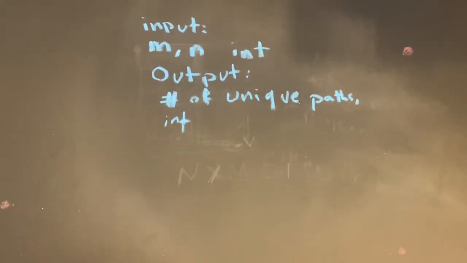In this video, we're going to be examining the top-down approach. So let's examine what happens in a top-down approach. The main difference is going to be we're going to be starting from the destination point, and instead of moving right and down, we're going to be moving up and left until we hit 0, 0, or the starting point.